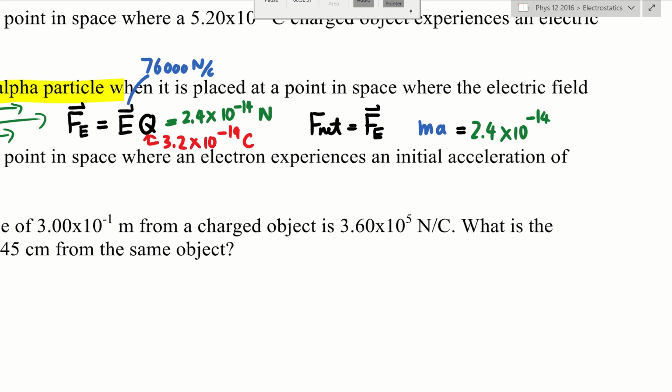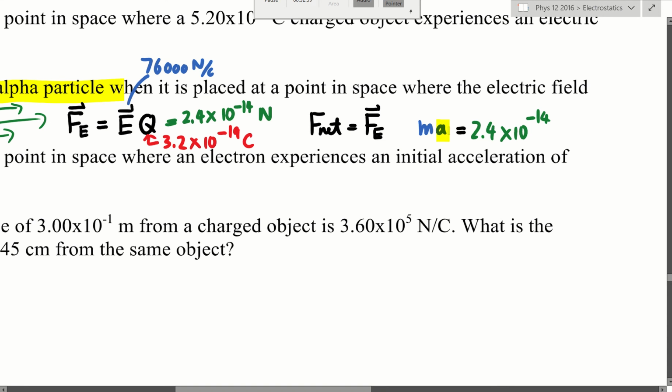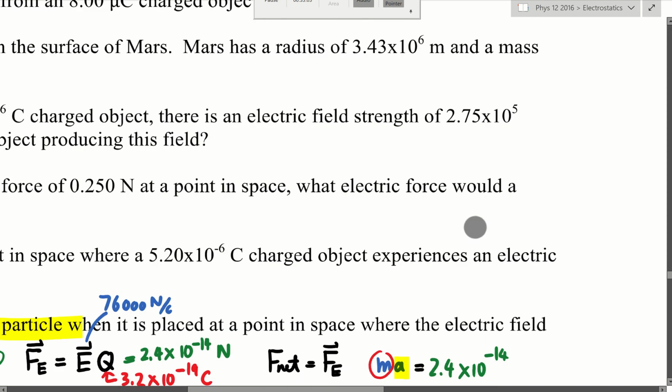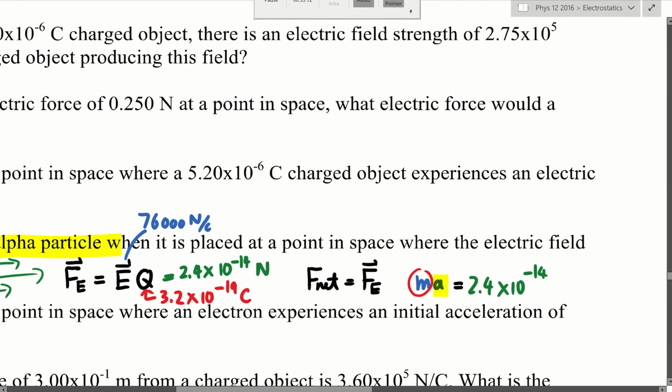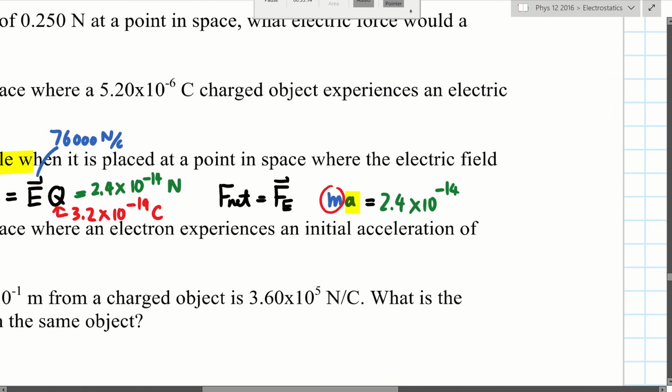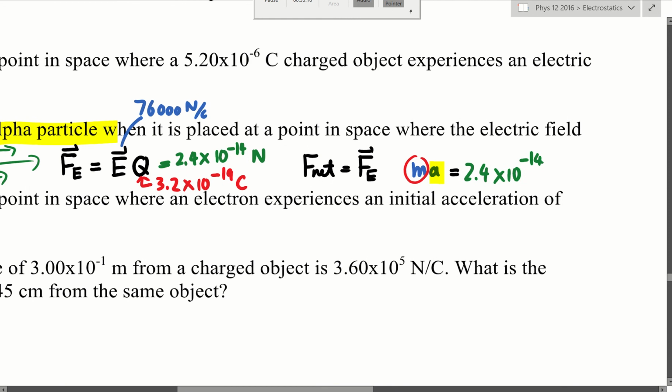To get the acceleration, we need the mass of the alpha particle. That's why we have this: 4 times the mass of a proton. So you can continue with this question; I don't think I need to guide you through that. Then you get the acceleration, and the direction doesn't really matter.